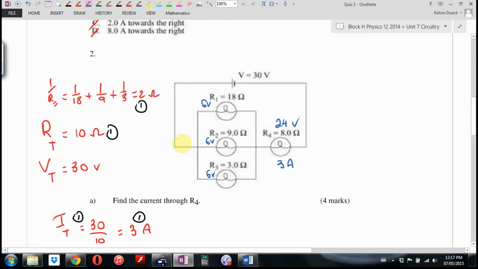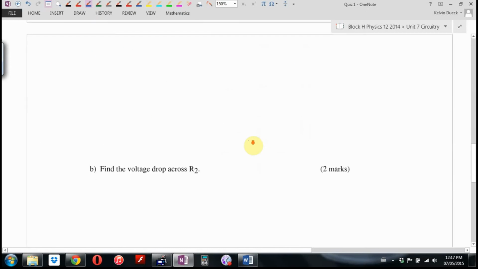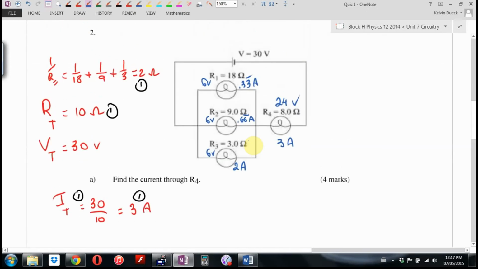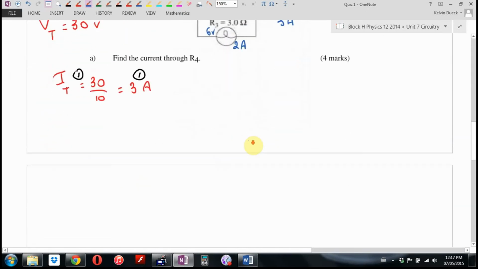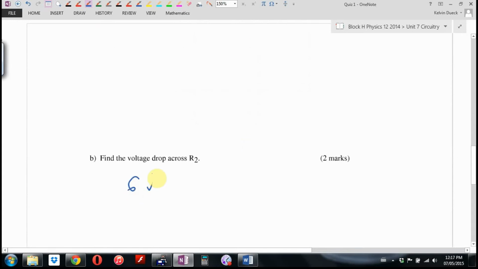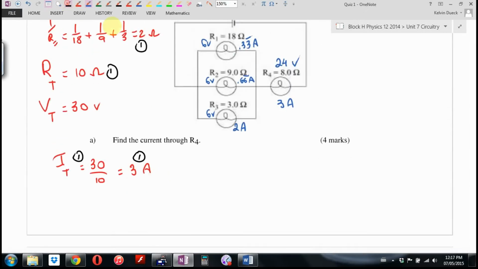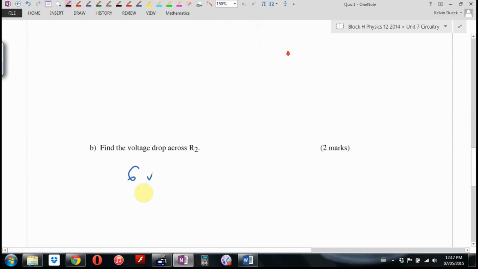And by the way, I could now find the current, if I really wanted to, in each of them. Current is 2 amps, I think 0.66 repeating amps, and 0.33 repeating amps. Is that right? Anyways, what did B want? Voltage drop. I should have asked for power. That would have been more interesting. Anyways, voltage drop across R2, 6 volts. That's why I said you'd probably end up doing it to solve the other one anyhow. 2 marks? I guess I would give you 1 mark for the 24 and 1 mark for the 6. But if you got the 6 volts, 2 out of 10.